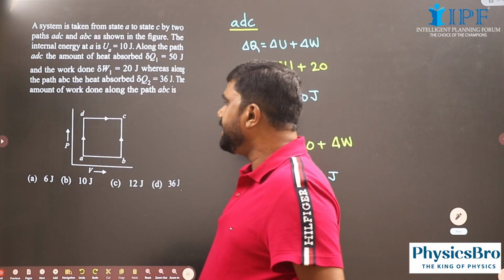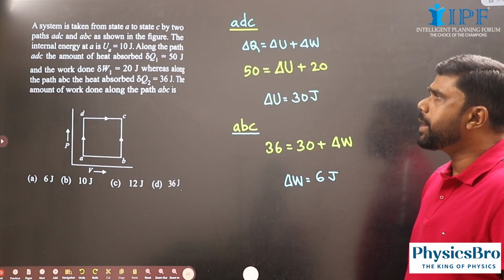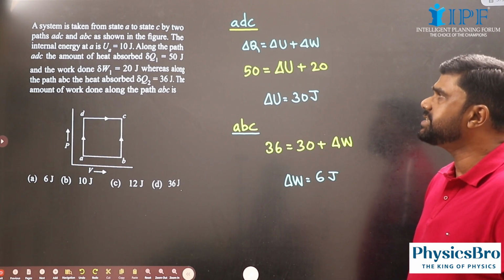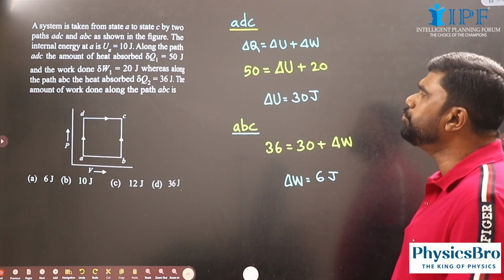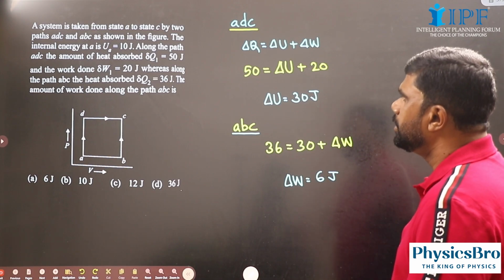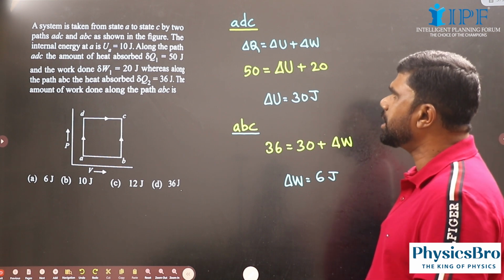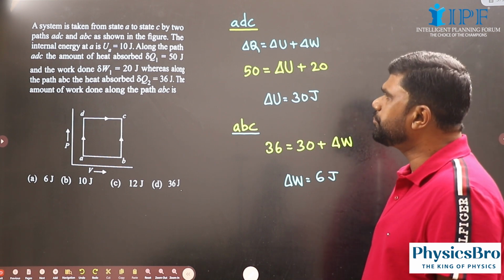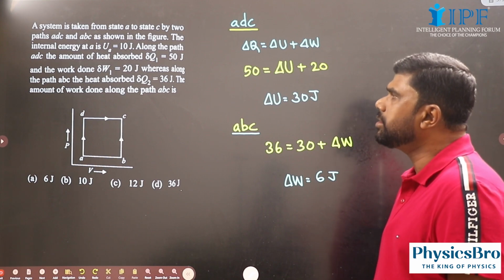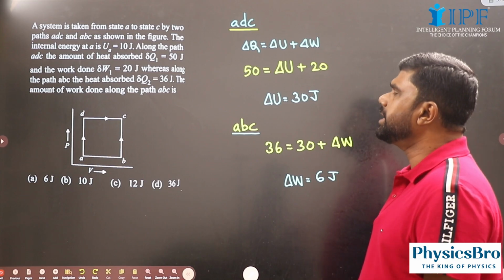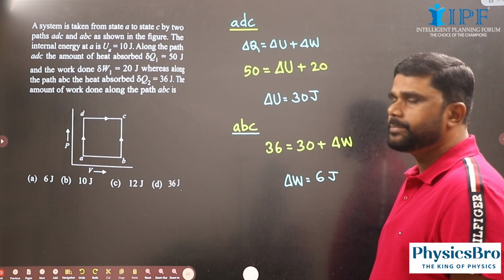Right? Next, a system is taken from state A to state C by two paths ADC and ABC as shown in figure. Okay, the internal energy at A, U_A, is equal to 10 joule. Along the path ADC, the amount of heat absorbed delta Q1 is equal to 50 joule, and the work done delta W1 is equal to 20 joule. Whereas along the path ABC, the heat absorbed delta Q2 is equal to 36 joule. The amount of work done along the path ABC?